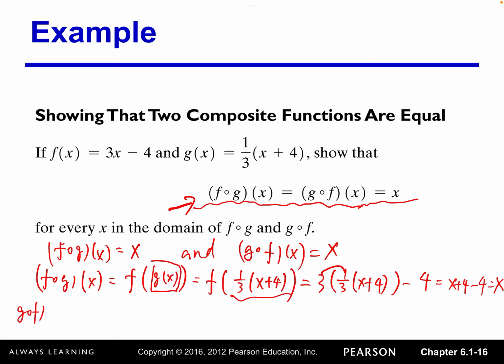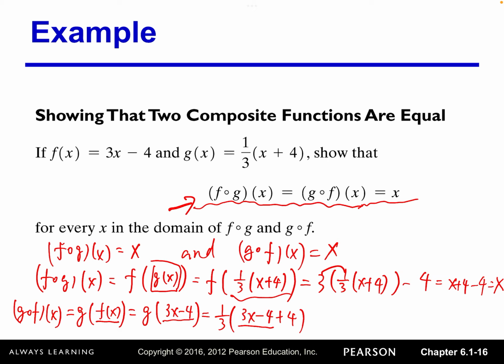And then g composed with f, we try the other one. That's outer function g of x, inner function is f of x. And then substitute the inner function f of x by its definition. So that's g of 3x minus 4. And then plug into the outer function. g of x is 1/3 times (x plus 4). Here it's supposed to be x, I leave it blank. And now replace x by the inner function 3x minus 4. And then we got 1/3 times (3x minus 4 plus 4), that's just 3x. And then 3 and 1/3 cancel, that's why it equals x.